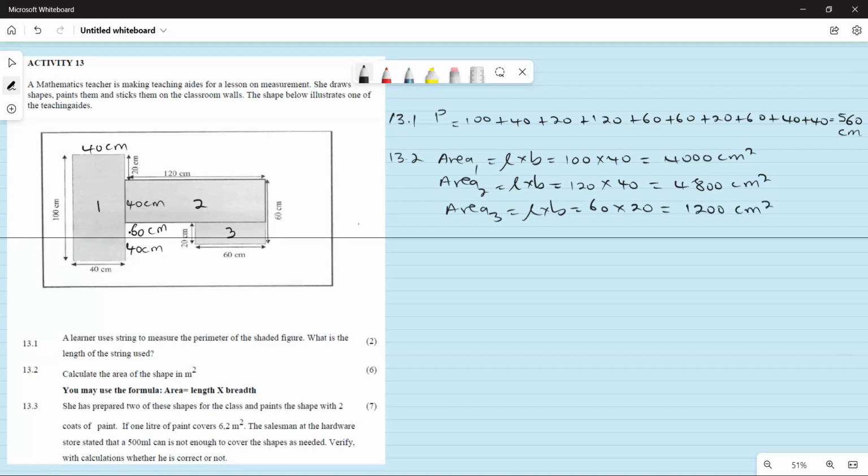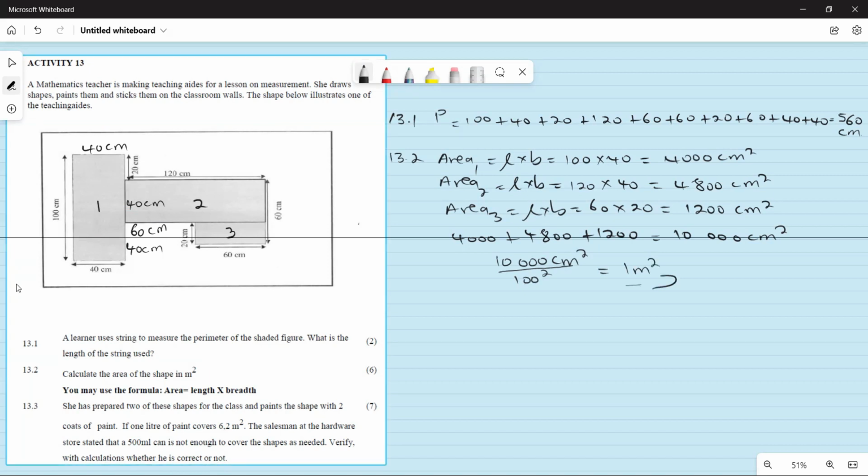1,200 centimeters squared. So in order to get the total area, I need to add all of them from area 1 to area 3. So it's going to be 4,000 centimeters squared of area 1 plus 4,800 plus 1,200, which will give me a total of 10,000 centimeter squared. But they said they need the area in meters squared. So I'm going to take the 10,000 centimeter squared and divide it by 100 squared, because I'm converting from centimeter squared to meter squared. So I'm going to get 1 meter squared.